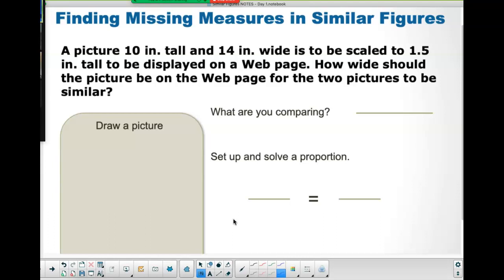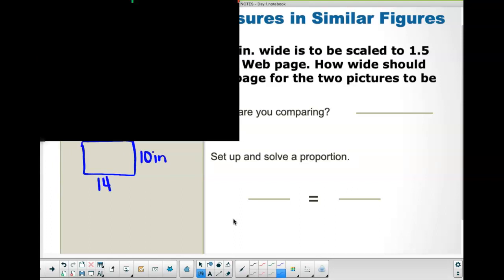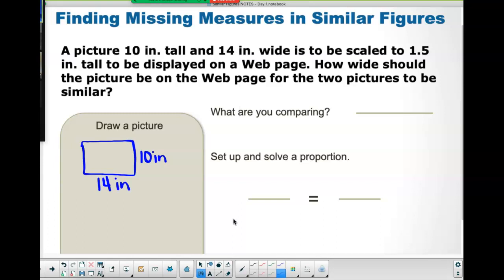They don't even have to look real nice. This problem says you have a picture that's 10 inches tall and 14 inches wide. Pictures are typically rectangles, so I'm going to draw a rectangle. I'm going to label it 10 inches tall and 14 inches wide. This is tall, this is wide. Those of you at home, you might want to draw this in your notebook.